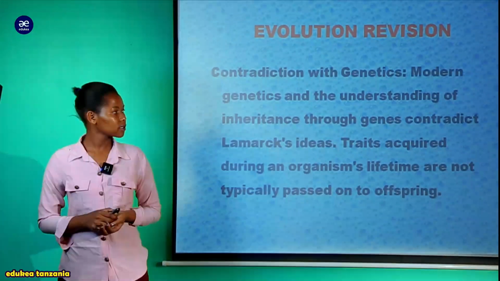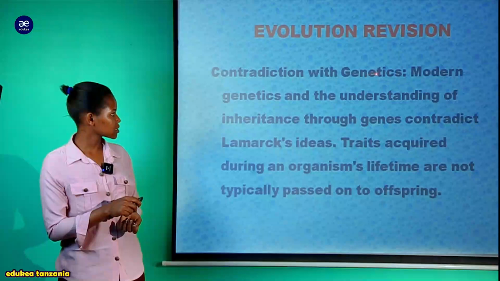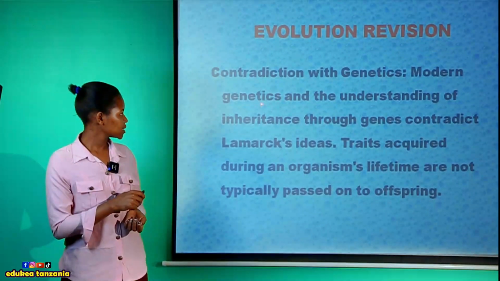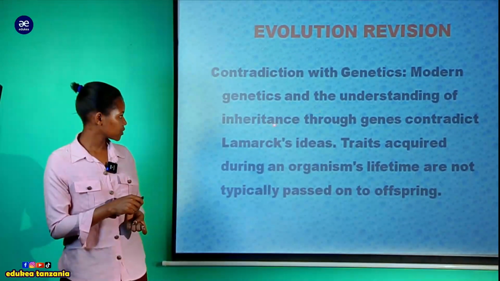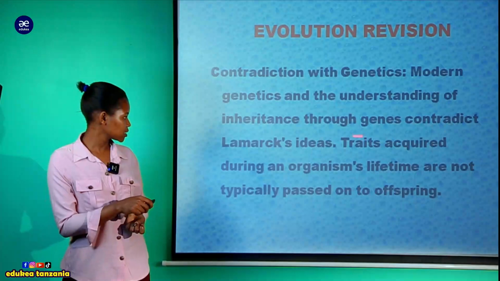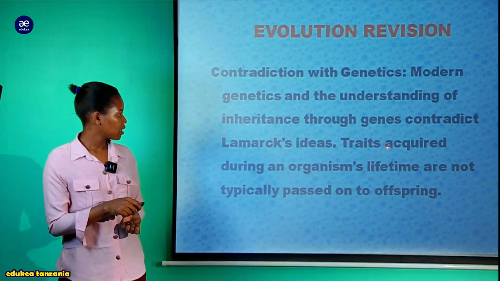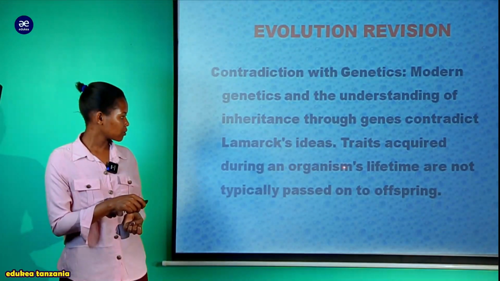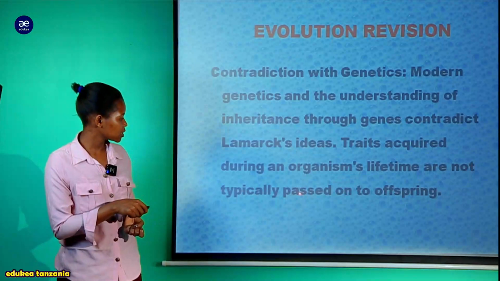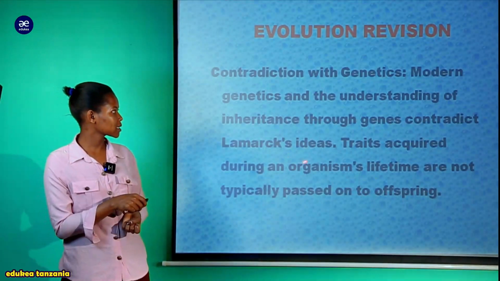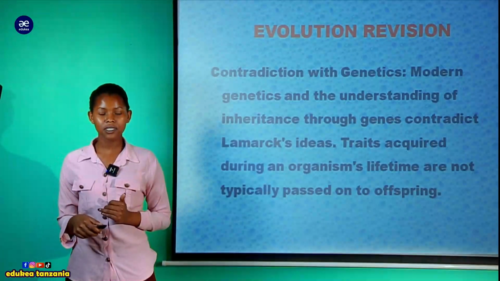And the second one, you can see contradiction with genetics. Modern genetics and the understanding of inheritance through genes contradict Lamarck's idea. We can see traits acquired during an organism's lifetime are not typically passed on to the offspring. That is all about contradiction with genetics.